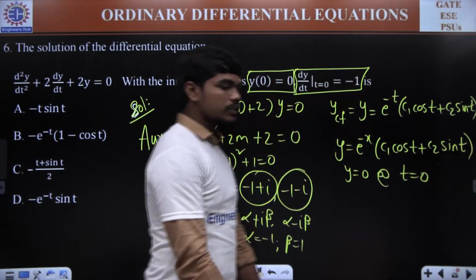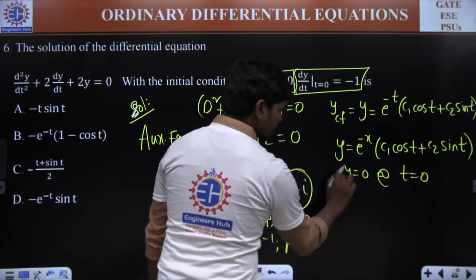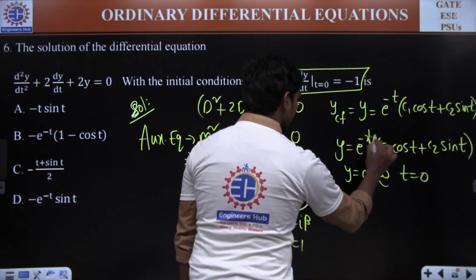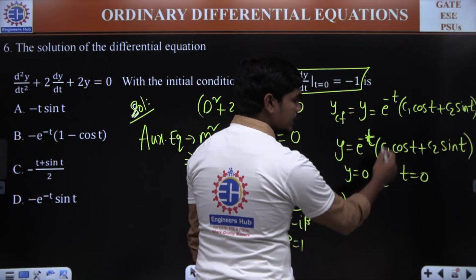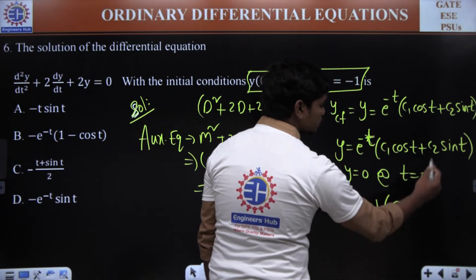When you put t equal to 0, y is also 0. Correct? So can I write y at 0 is equal to 0 is equal to e power minus 0? This is t, I guess. Yeah, this should be t. So y is equal to 0, t equal to 0 means 1 into c1 cos 0, which is c1, plus c2 sin 0, which is 0.